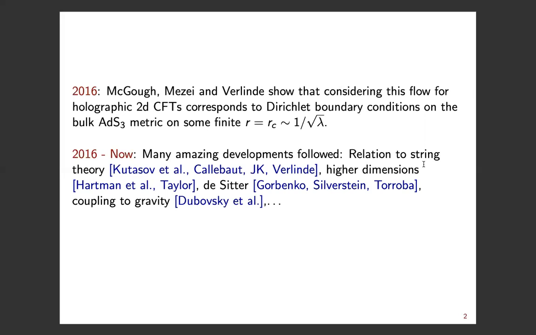Recently, we also put out a paper on a relation to string theory in a slightly different setting. There have been generalizations to how to do this in higher dimensions, how to do this for de Sitter, which I think you heard about last week a lot. And another interesting development related to that is that you can think of the TTbar deformation as coupling the seed QFT or seed CFT to a particular type of gravity theory.